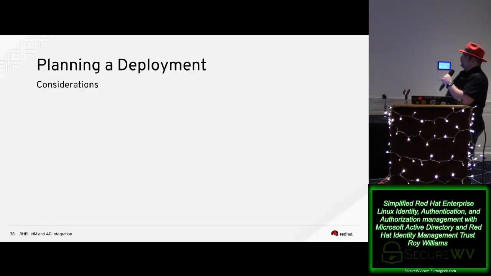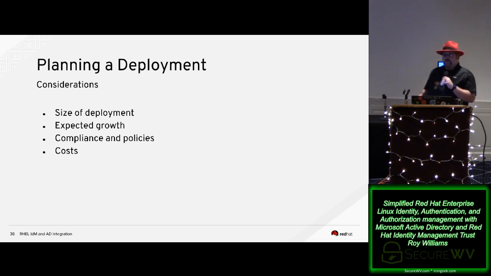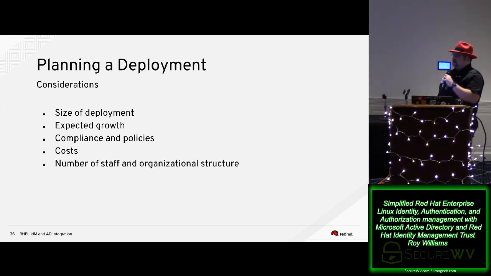So some different deployment scenarios. We'll go over some planning first. Again, our considerations are going to be the size of the deployment, how much we expect it to grow, and any kind of compliance policies we have. So FIPS is a big one, especially for federal customers. And IDM does support FIPS mode. We just have to make sure we do that up front, because if we want to enable it later, we have to rebuild. Cost is another big one. There's a lot of technologies out there to help bridge this gap, but they cost a lot of money.